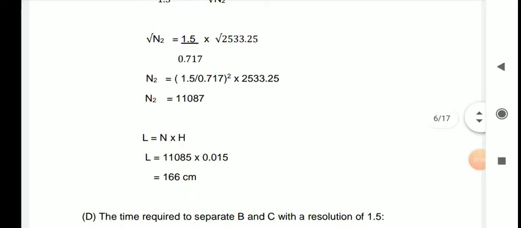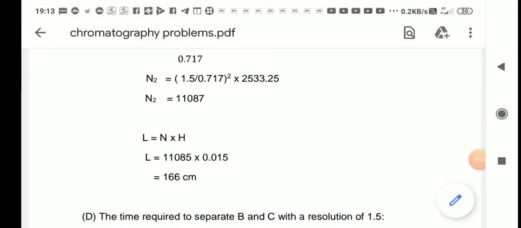The length of the column will be n multiplied by H. See, H is your plate height, and we calculated earlier in problems 1 and 2 that the H value is 0.015. Multiply this 11,085 by 0.015 and the length comes out to be 166 centimeters.